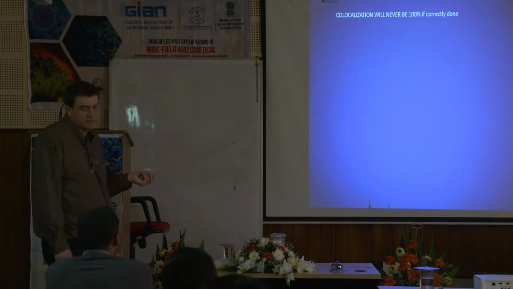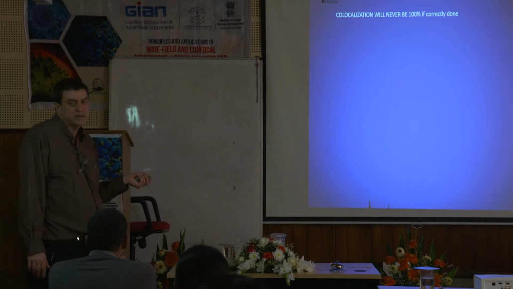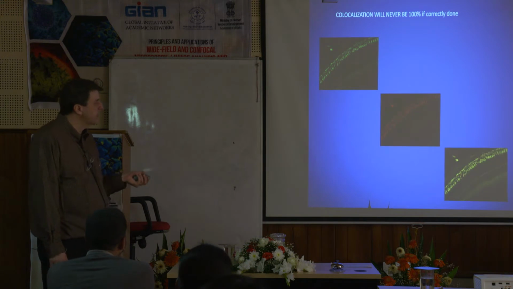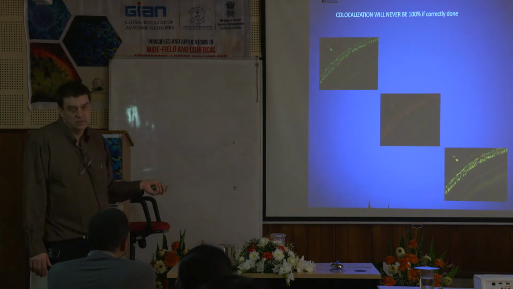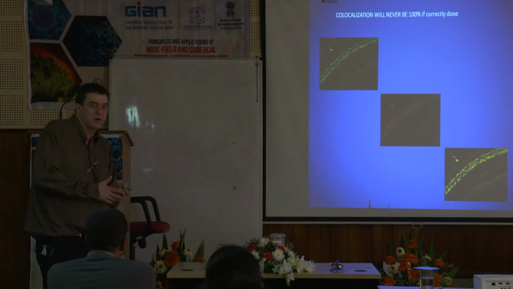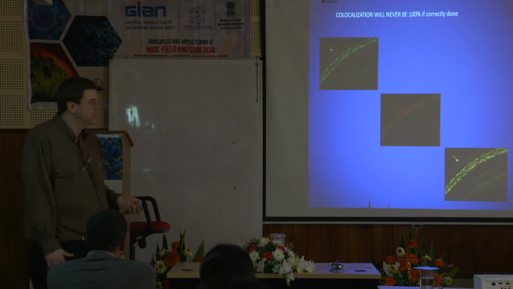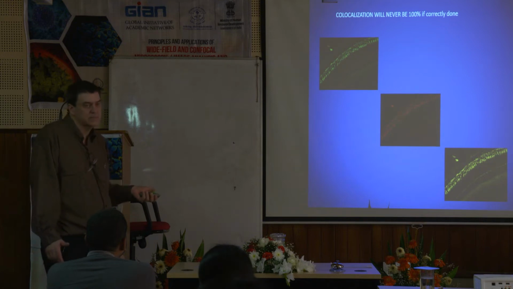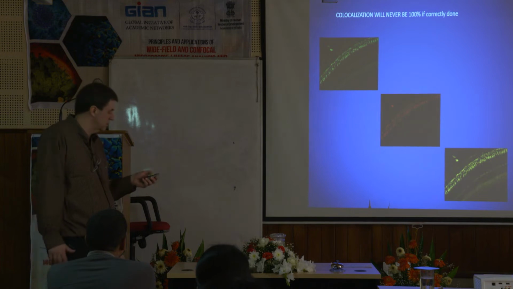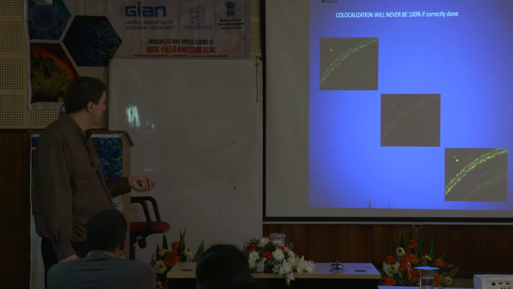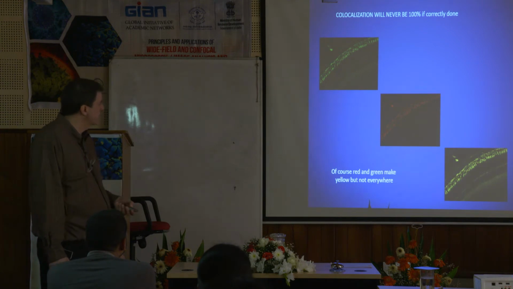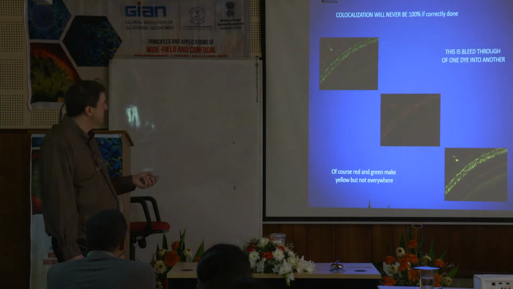Okay, again, you saw this slide yesterday too. If it's done correctly, you will not get the idea of green, red, everybody yellow. This is bleed, usually. Something's set up wrong with the filters, something's set up wrong with the fluorescent molecules you used. It should not be 100%. That's not reality. It's just wrong. Nothing's 100%. Of course, red and green make yellow, but not everywhere. This is bleed-through of one dye into another.